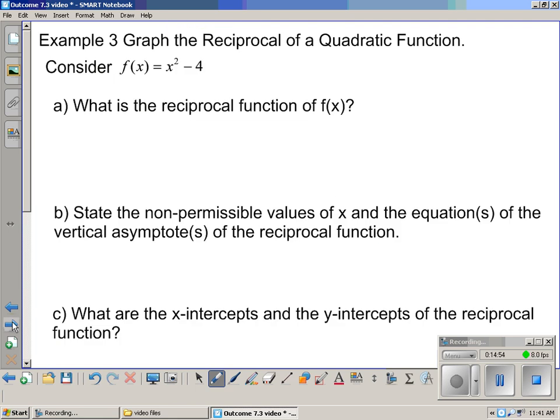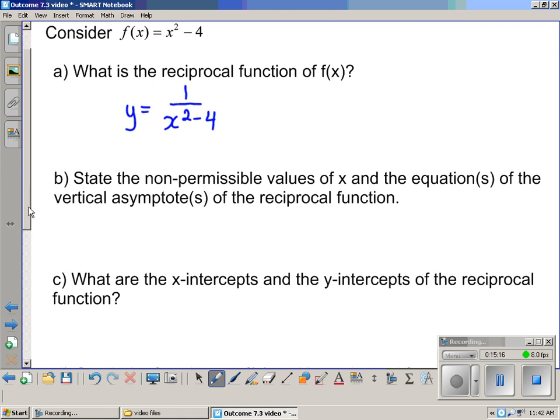Example number 3. Graph the reciprocal function of x squared minus 4. So what is the reciprocal function? The reciprocal function is y equals 1 over x squared minus 4. State the non-permissible values of x and the equations of the vertical asymptotes.